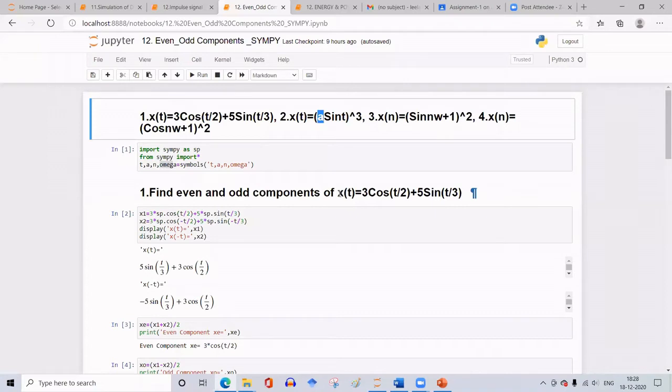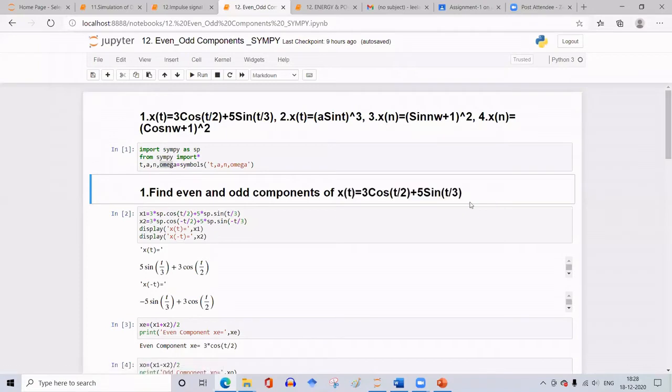Okay, so let us take the first problem. X of t is equal to 3 cos of t by 2 plus 5 sine of t by 3. For this, first I take x of t as x1, and then x of minus t as x2. So x1 is 3, then the cos function I'm taking from the SymPy library, so it is sp dot cos of t by 2, then 5 into sp dot sine of t by 3. Since I'm calling the trigonometric functions from the SymPy library, I'm giving the prefix sp dot for both of them. That is our x of t, which I'm designating by the variable name x1.